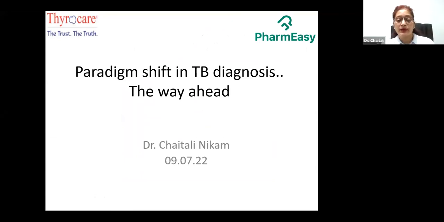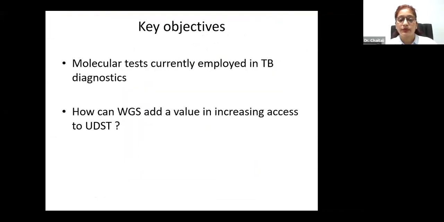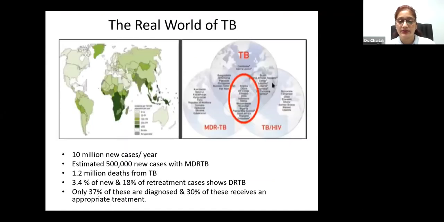Thank you, Dr. Anilkumar, for such a lovely, informative, wonderful talk. It's quite exhaustive, but it's very straightforward. So I'm starting my talk. I will not take more than 10-15 minutes because of the shortage of time. These are my key objectives: which molecular tests are currently employed in TB diagnostics, and how WGS can add value in increasing access to universal DST.